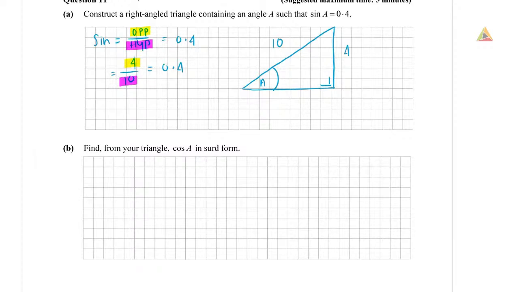The next question then: find from your triangle the cos of A in surd form. So I'm going to draw the triangle again and fill in what we have. So this is A. We know that 10 is the hypotenuse and 4 is the opposite. Now the cos. We know the cos is adjacent over hypotenuse. So I'm just going to label my triangle here. 10 is my hypotenuse, 4 is my opposite, which makes this side the adjacent.